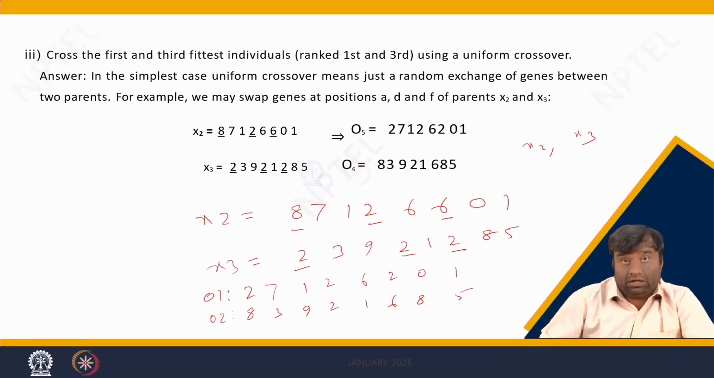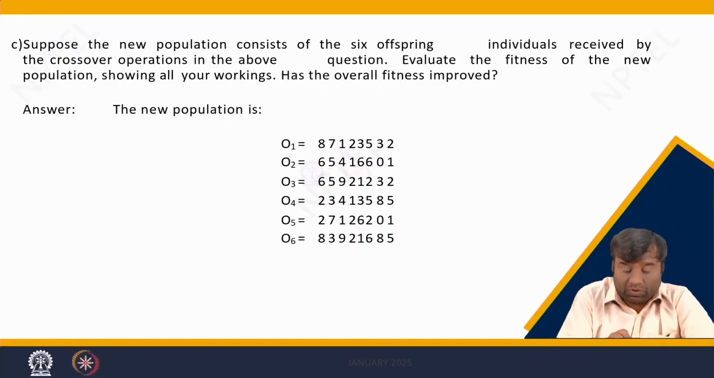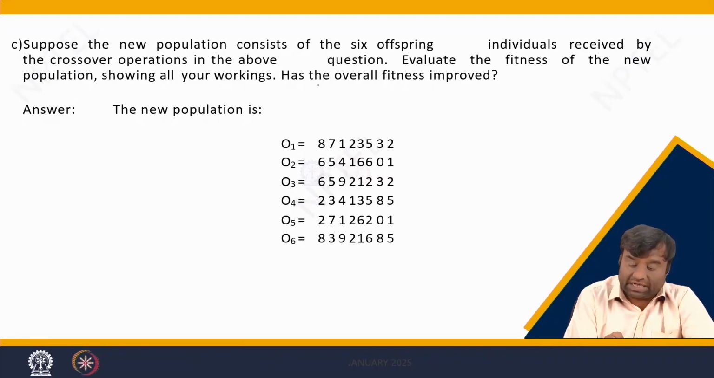So we have done 3 crossovers. First one is the single point, second one is the double point, and third one is the uniform crossover. Next question: suppose the new population consists of 6 offspring, O1, O2, O3 and so on, received by the crossover operation in the above questions, that is question number 2. Evaluate the fitness of the new population, showing all working, and say whether overall fitness improved or not.